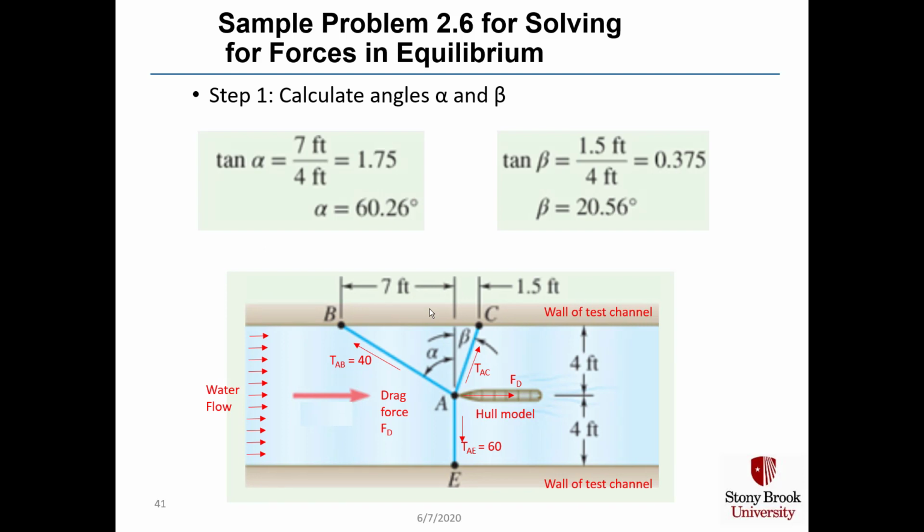The tangent of alpha is equal to its opposite over adjacent, which is 7 divided by 4, and that's 1.75, so alpha equals 60.26 degrees. And the tangent of beta is opposite over adjacent, which is 1.5 feet divided by 4 feet. Take the inverse tangent, and beta equals 20.56 degrees.